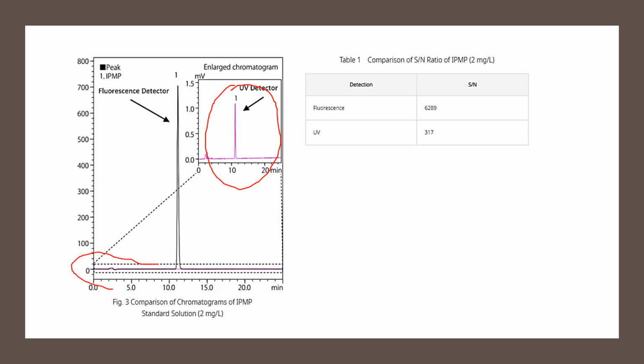This is called the baseline and this is your signal. So if that compound that is present in your sample has fluorescent emitting property, then fluorescent detector can be used and the signal to noise ratio would be very high as compared to the UV detector.